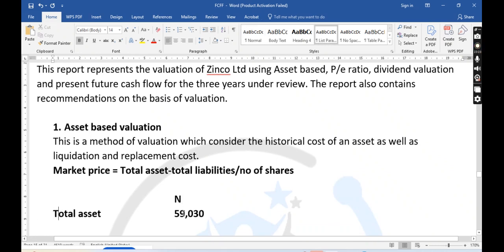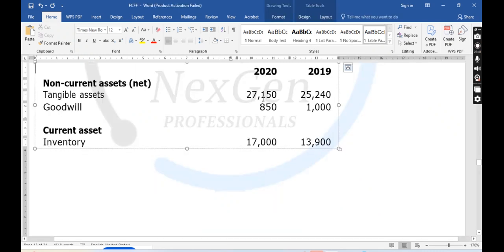And don't forget, we have to make an adjustment. Okay, let's not do it this way. Let's pick it one after the other. Non-current assets. Please add these two together. What do you have? You give me the figure for this.